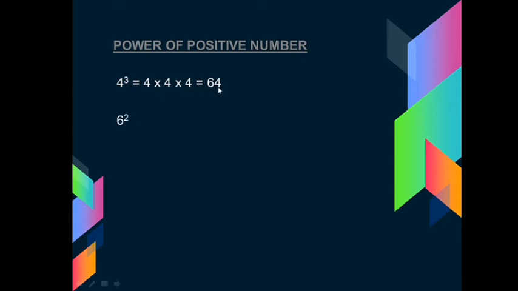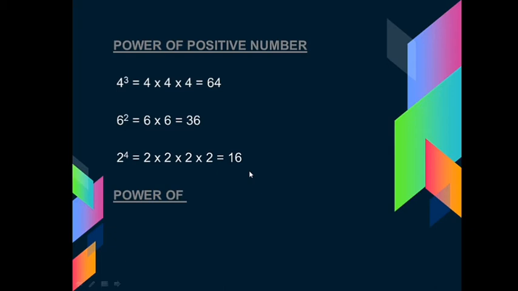Then one more example, 6 raised to the power 2 equals 6 into 6, which equals 36. 2 raised to the power 4 equals 2 into 2 into 2 into 2 equals 16. So here base is 2, exponent is 4. So here 2 we have to multiply 4 times with itself, and when we calculate we will get 16. How? 2 into 2 is 4, 4 into 2 is 8, 8 into 2 is 16. So this is how the power of a positive number we have to write.